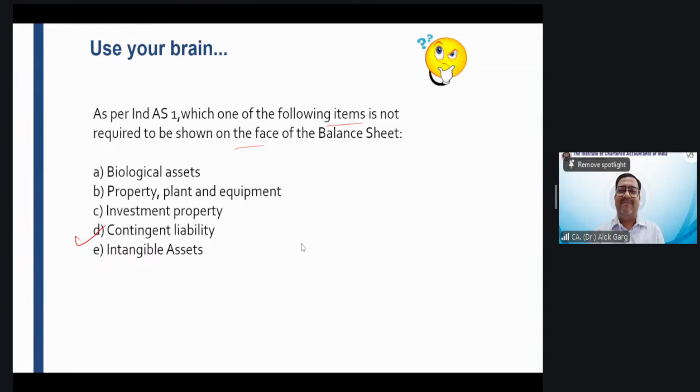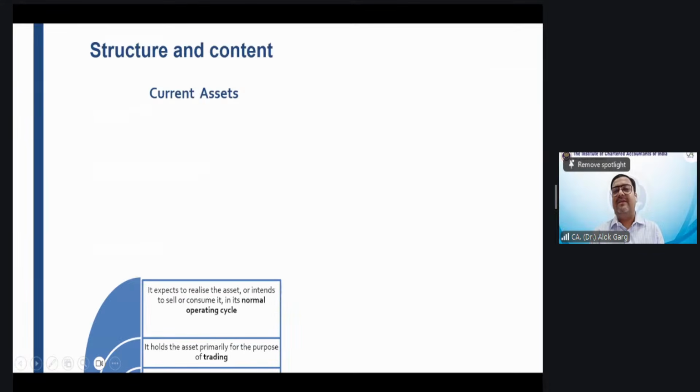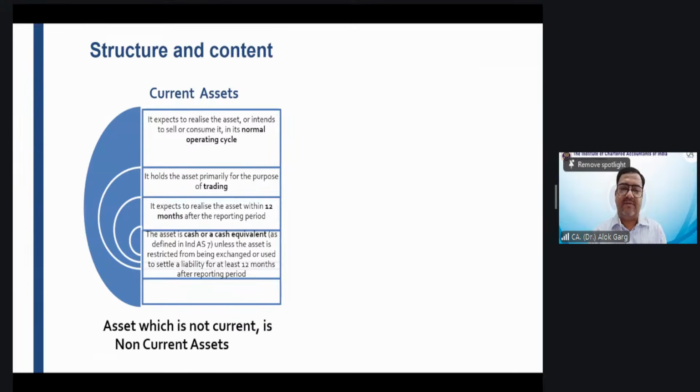Okay. Now let's discuss current assets. Friends, there are two kinds of asset, current asset and non-current asset. So what is a non-current asset? Let's discuss the non-current asset first. What is a non-current asset? An asset which is not current is considered as a non-current asset.